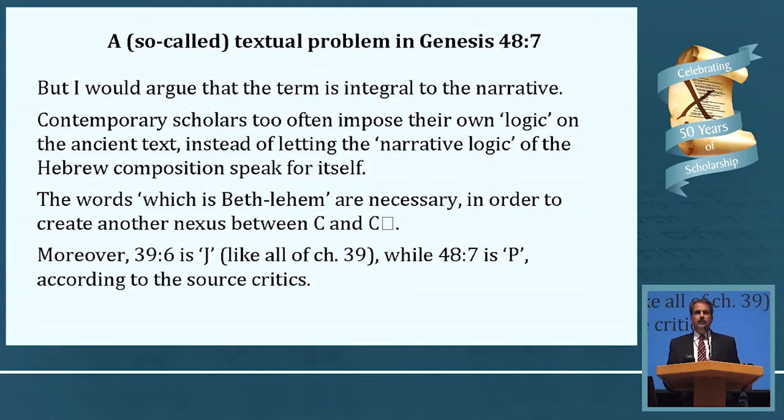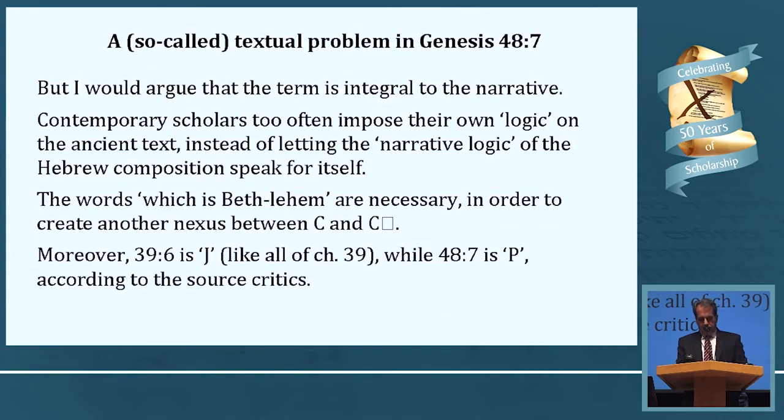Moreover, again, the documentary hypothesis fails us, as it does so often, because Genesis 39 is supposed to be J, and this verse in Genesis 48 is supposed to be P, but this is all thought out in advance by a master architect storyteller who actually needed all of these words to have all of his units linked together.